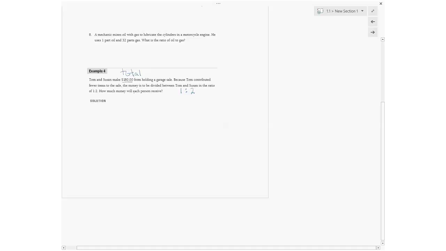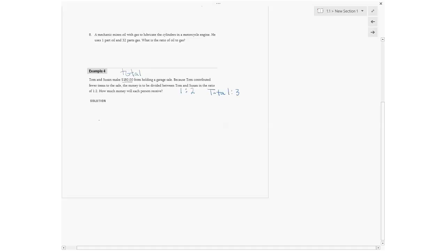So how much money will each person receive? Well, we don't know how much Tom contributed, and we don't know how much Susan contributed. We just know that Susan gave twice as much. So we've got this total. Well, what would be the total? If Tom had $1 worth and Susan had $2 worth, well, the total would be $3 worth.